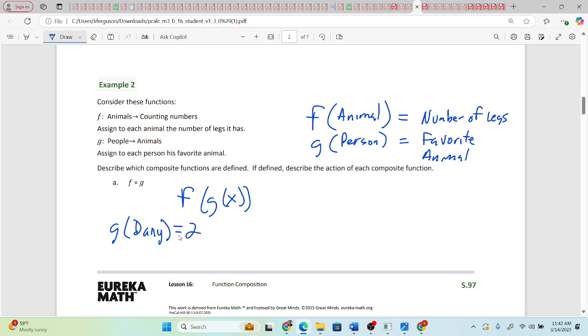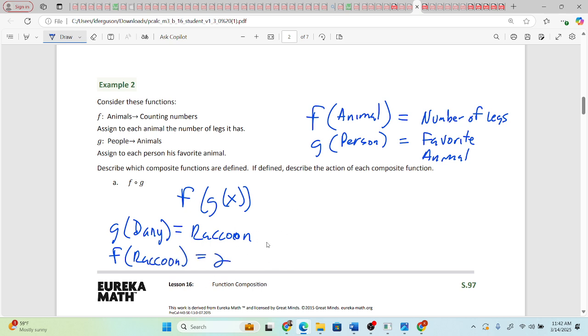So yeah. Does everybody understand? Oops, I'm sorry. No, it's not g of Danny is 2. I totally got messed up. That is g of Danny is raccoon. Yeah, raccoon. So g of Danny is raccoon. Now, if I take f of raccoon, I should get 2 because they got 2 legs.